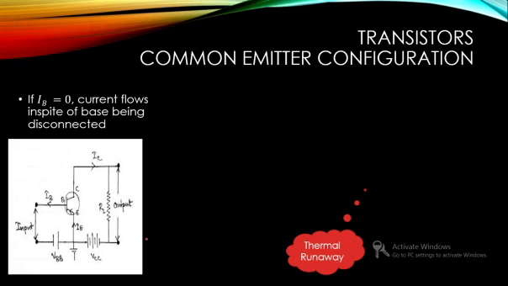Now there are certain things to be remembered in the common emitter configuration. Suppose there is no voltage supply in the input. That means IB is 0. Input current is 0. So in that case, we expect that no output is obtained. But in spite of base being disconnected, that is open, you will get a current flow. Okay, and that current is called leakage current.